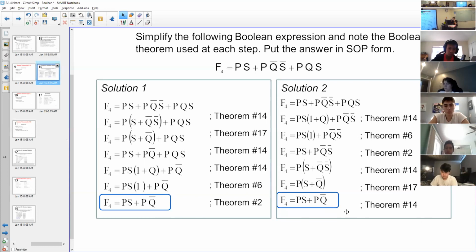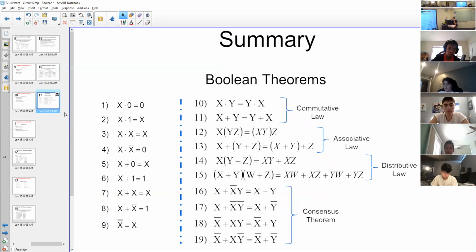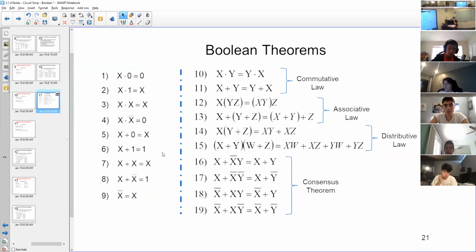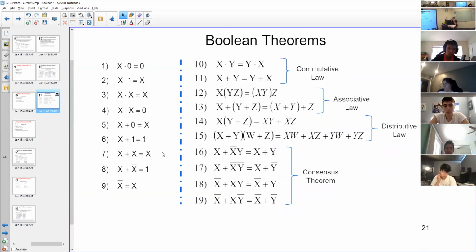All right, any questions on the notes today? The last slide is just a summary. It's kind of organized funny. I like it better the way it was on the handout that I showed you before. It's the same thing though. I think this is just a little bit harder to see.